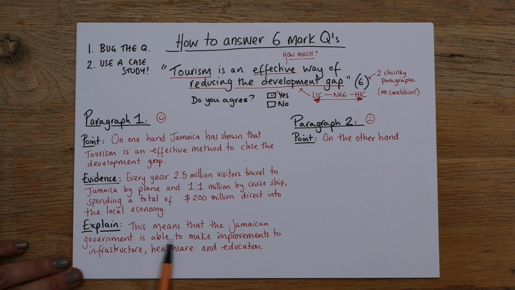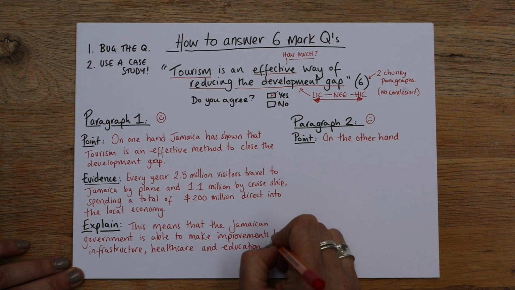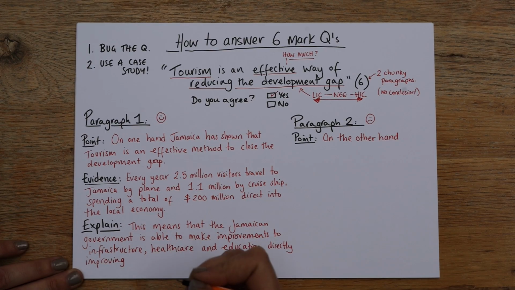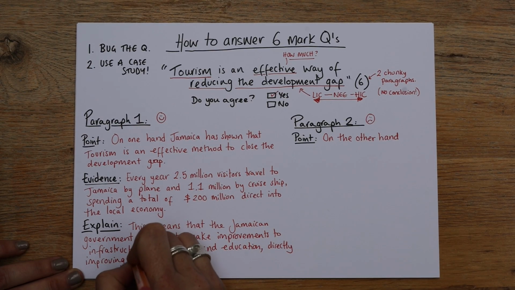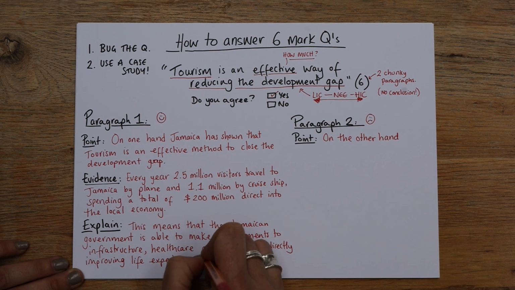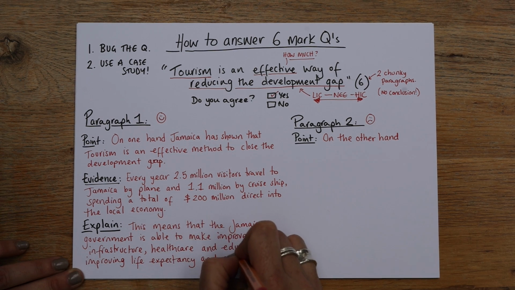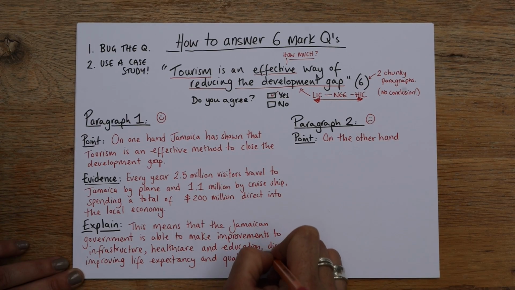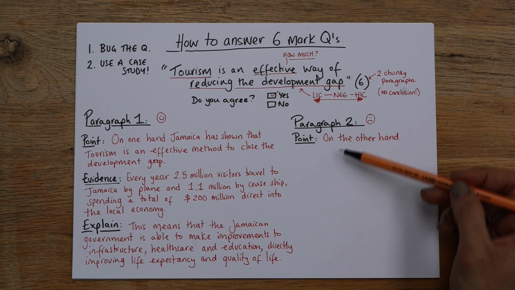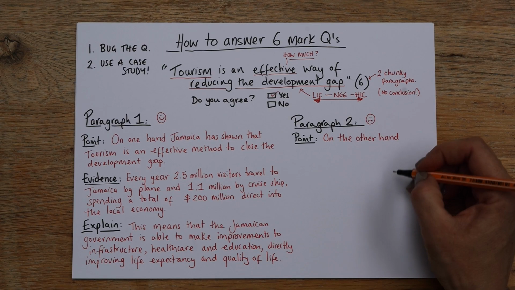So this means that Jamaican government will make improvements to infrastructure, healthcare and education, directly improving life expectancy, and we'll just put quality of life because I'm running out of space. But you could really explain that. You could write quite a bit more if you wanted to. Just realised I've left myself very little space on this side, so I might have to be a little briefer on this one.